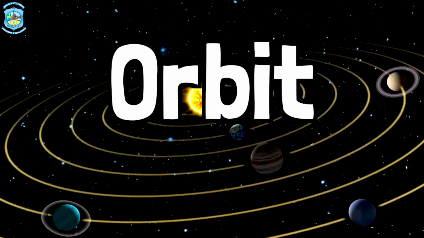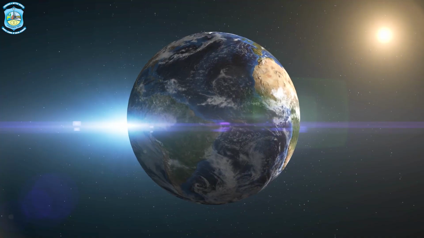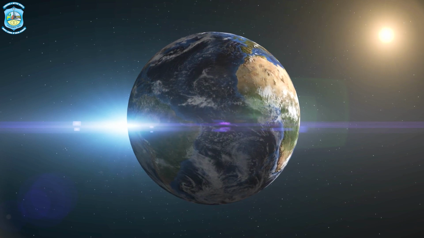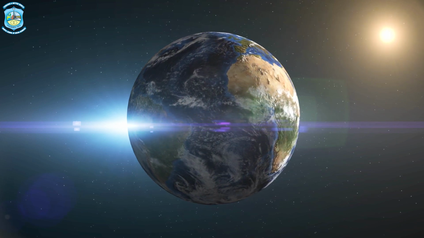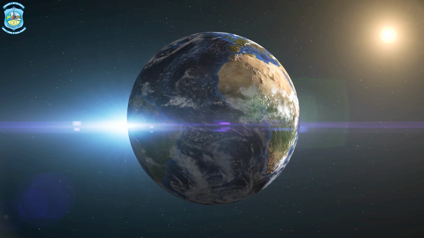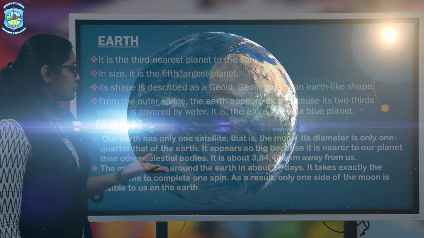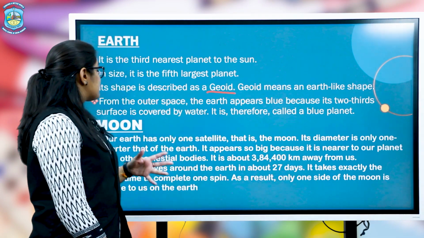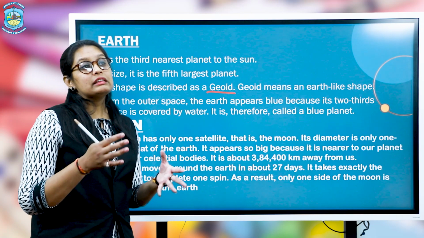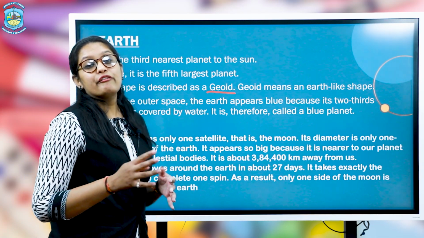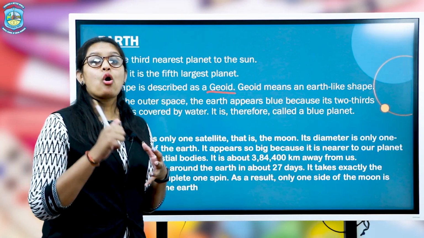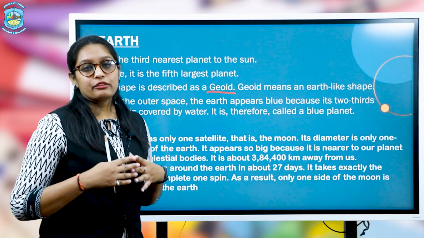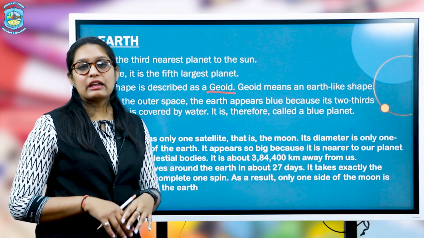So our next topic is Earth. In size, it is the fifth largest planet. Earth is described as a geoid. Geoid means an Earth-like shape. From outer space, the Earth appears blue because two-thirds of its surface is covered by water. The uniqueness of Earth is that oxygen is present on Earth, and it is the only planet where we get oxygen. That is why there is life on Earth.